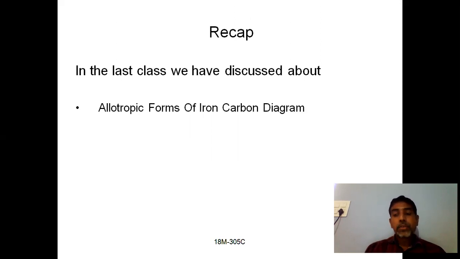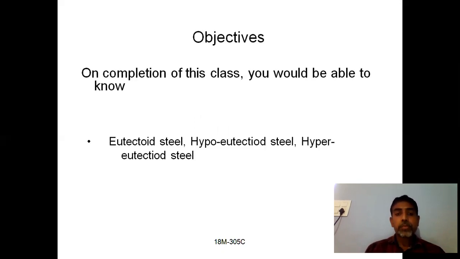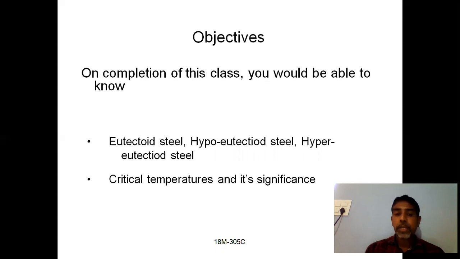And we have also discussed the allotropic forms of pure iron, that is alpha iron, gamma iron, and delta iron. Today we are going to discuss what is meant by a steel and what is meant by cast iron, what is meant by eutectoid steel, hypoeutectoid steel, and hypereutectoid steel, and what the critical points are and their significance. These things we are going to discuss in today's session.